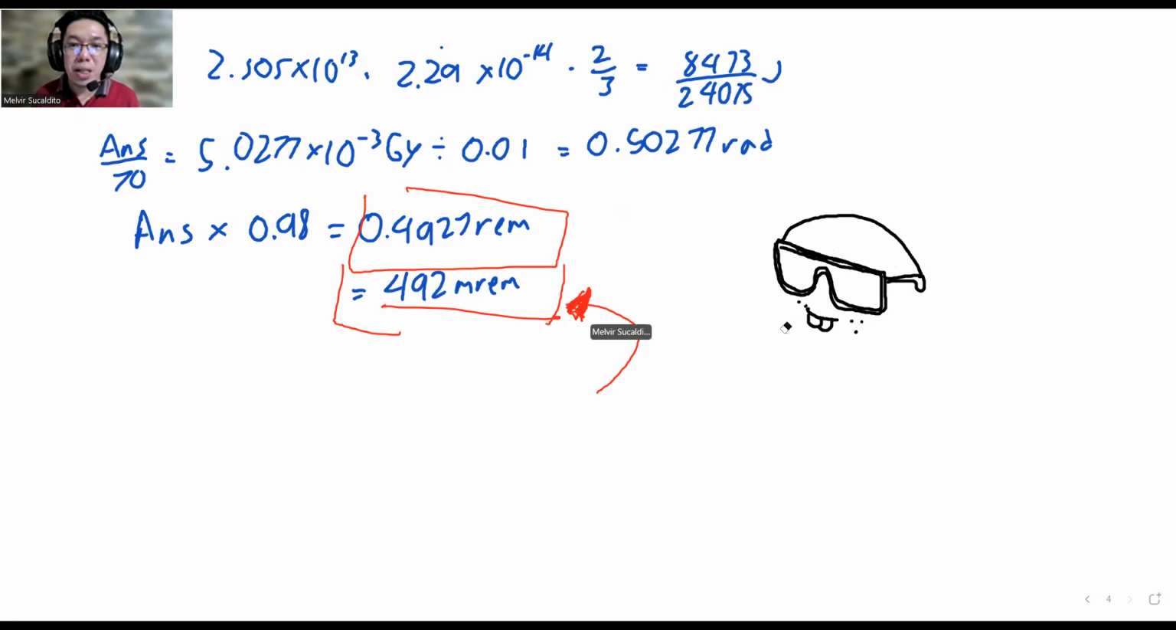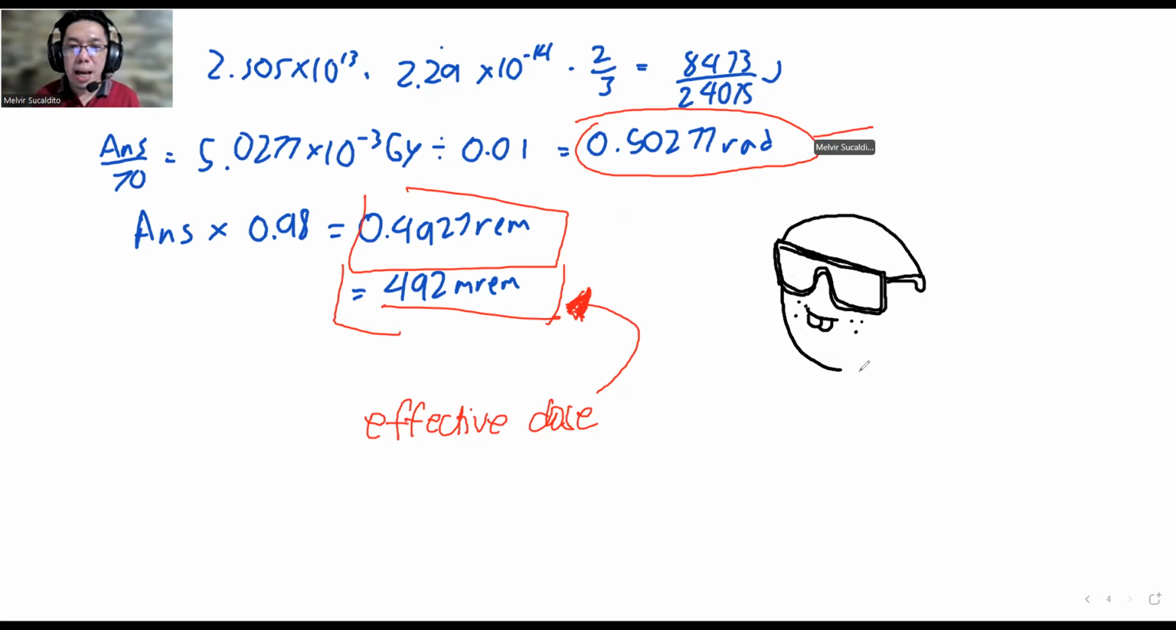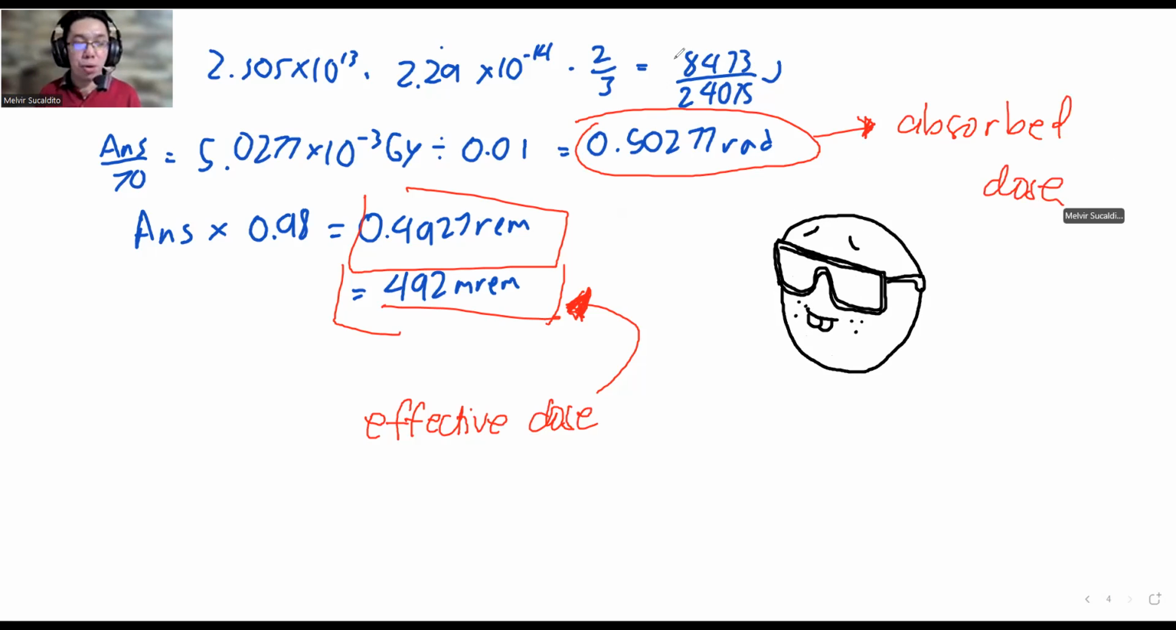So, Josh, in terms of the biological effects of radioactivity, this is known as your effective dose. But if you want the absorbed dose, this is it, which is also equal to that 10 to the negative 3 gray, because that is the only amount absorbed by the body.